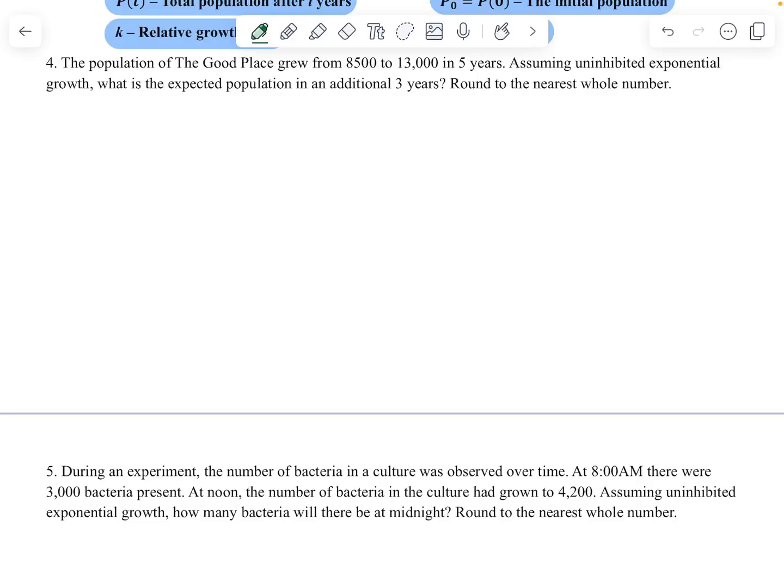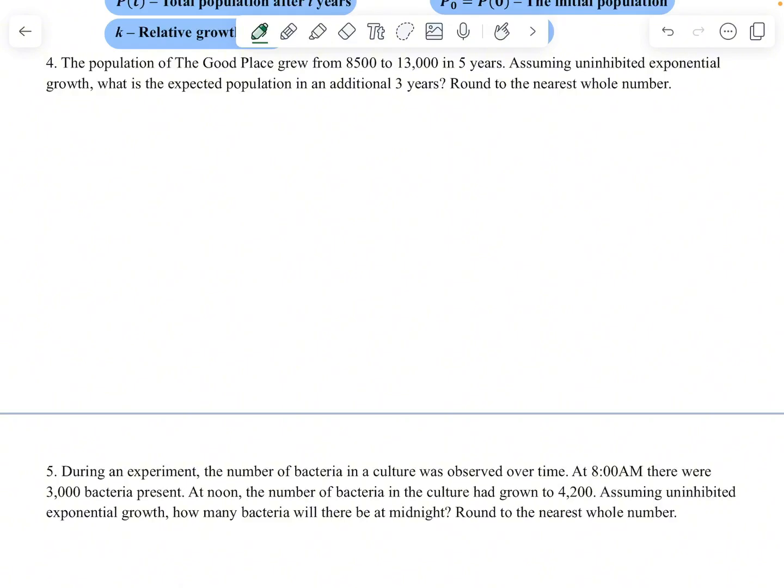The population of the Good Place grew from 8,500 to 13,000 in 5 years. Assuming uninhibited exponential growth, what is the expected population in an additional 3 years? Round your answer to the nearest whole number.